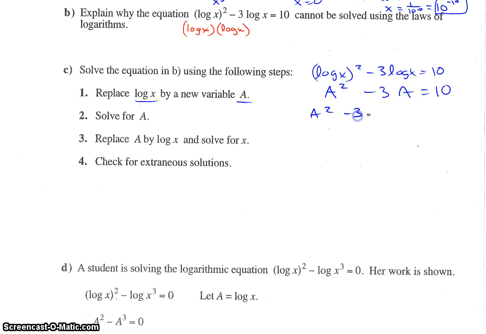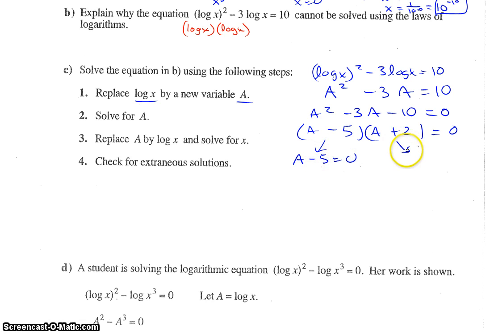Let's get everything on one side so we can factor that, right? Did you say those exact words? I bet you did. Okay, now we're going to factor that. So a and a times a is a squared. We have to multiply to negative 10, add to negative 3, so minus 5, positive 2. Now that it's factored and equal to 0, each factor using zero product law could be 0. So a would equal 5, and a is equal to negative 2.